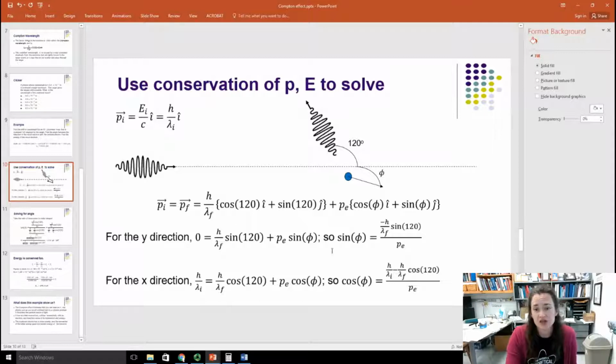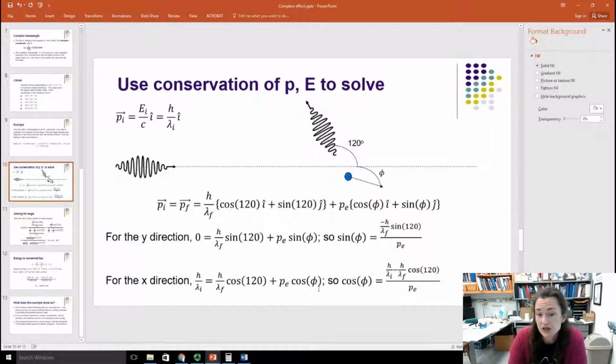Now I'm going to use that equation and solve for sine of phi. And sine of phi is equal to minus h over lambda final times sine of 120 divided by the momentum of my electron. Now this is troubling because I've got two unknowns here. But I do have another equation, my equation for the x components, so maybe that'll help. For the x direction, I have h over lambda initial, that's my initial x momentum, equals h over lambda final times cosine of 120, that's the x final for my photon, plus p sub e cosine of phi, which is the x momentum for my electron.